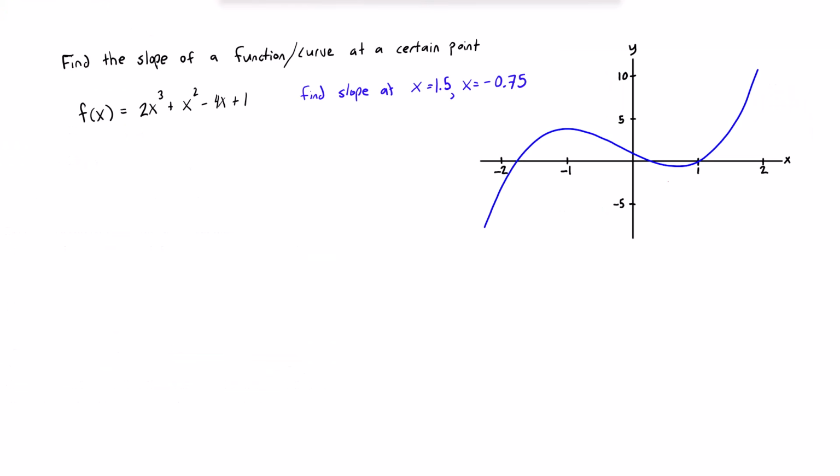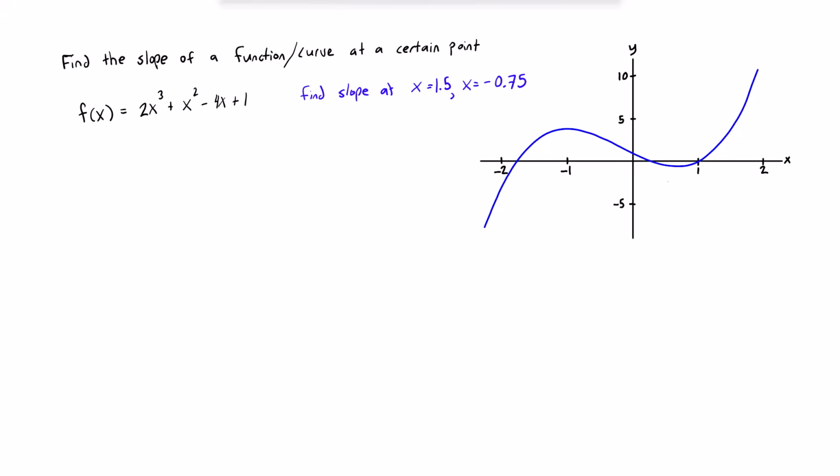Now, jumping straight into the problem, this is a calculus problem. We need to find the derivative of the function, and that's going to allow us to find the slope at that value, because we're just going to plug in the x value into f prime of x, and we will actually get the slope.